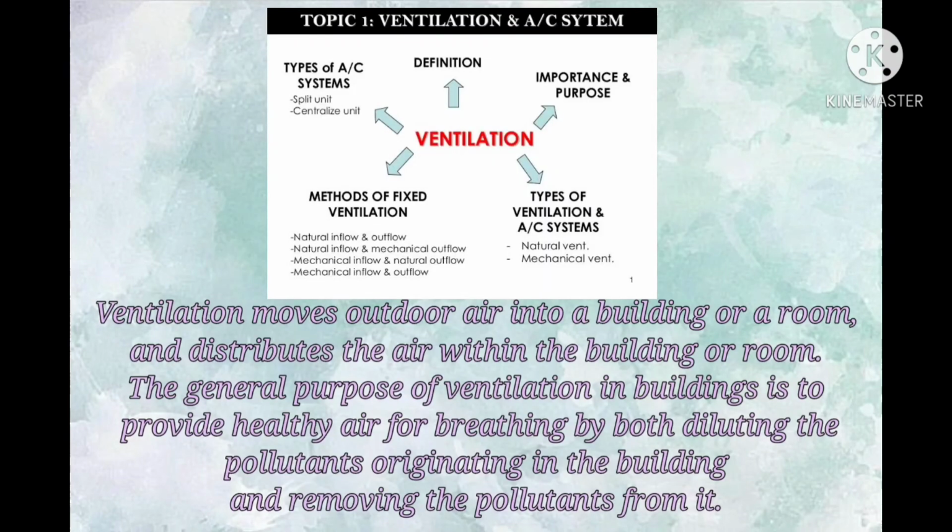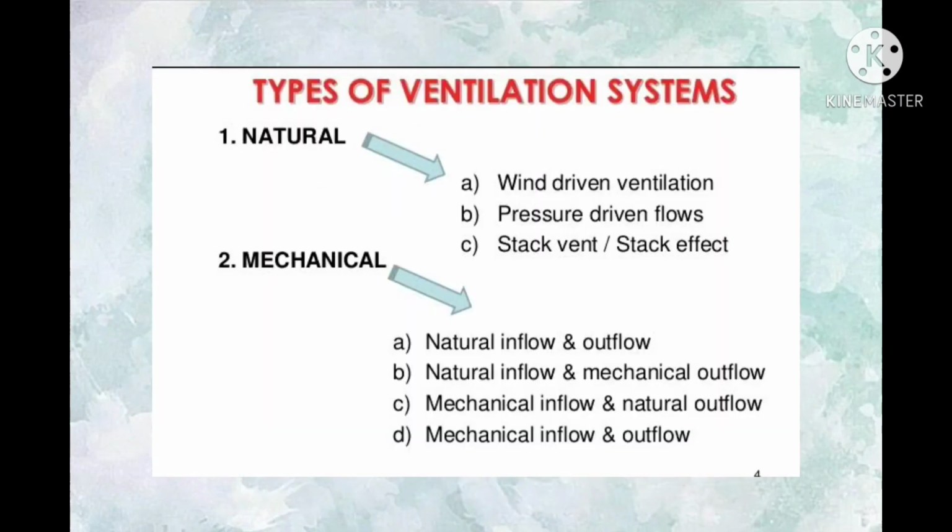Ventilators are small openings or windows placed higher up in the wall near the roof level. They help to expel the hot, stale air of the room to the outside. And here are the 2 types of ventilation systems. First, the natural, as you can see, and the mechanical ventilation system.